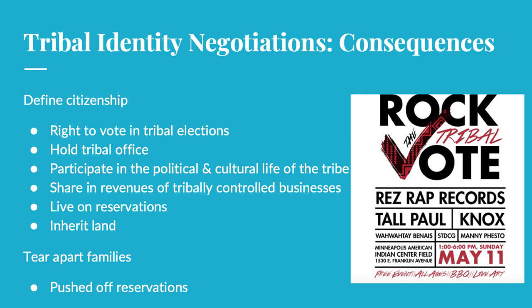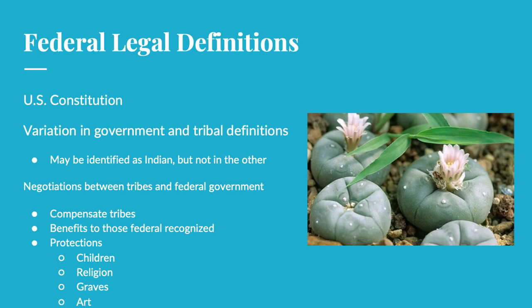This allows them the right to vote in tribal elections, hold tribal office, participate in the political and cultural life of the tribe, share in revenues of tribally controlled businesses, live on reservations, and inherit land. The consequence of the citizenship criteria is that it tears apart families and they're pushed off reservations.